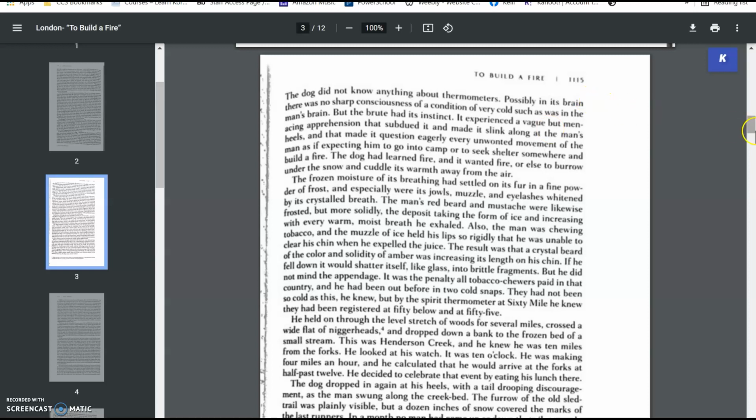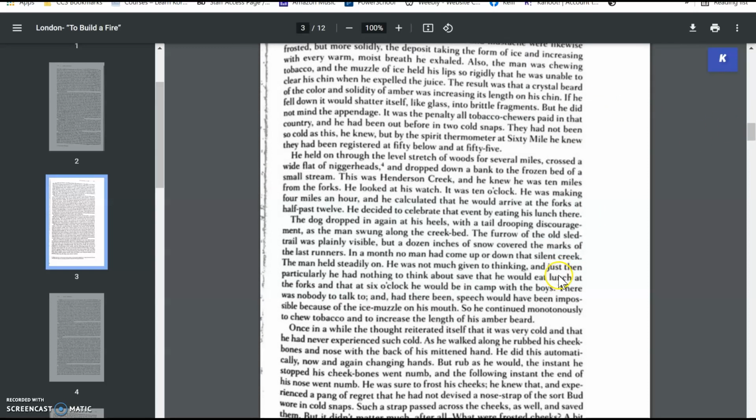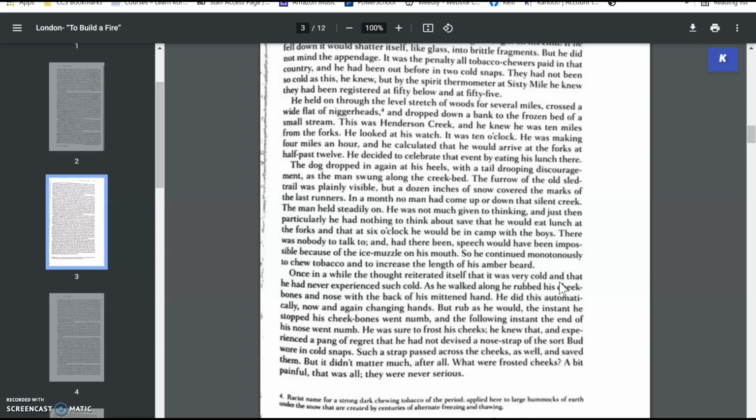Okay, so as they're walking along this frozen creek, the man is only thinking about his schedule. He's only thinking about stopping to eat his lunch. He's not fully aware of his surroundings, with it occasionally popping back into his head that it's very cold. Here in this paragraph at the bottom of that page, he says that it was very cold and that he had never experienced such cold. And he's doing all the things that you do when you're cold. You're rubbing your hands together. You're rubbing your hands over your face with your mittens, trying to keep yourself warm.